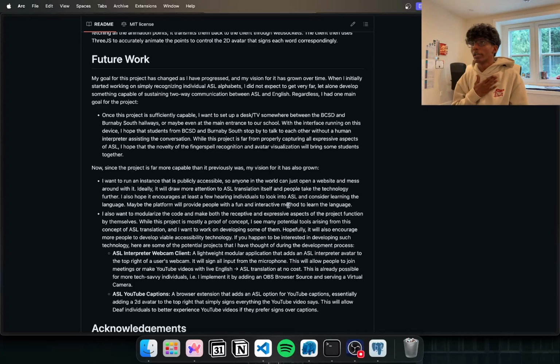So if I'm a YouTuber, I can use the software to add an interpreter below my webcam, and it'll make my videos accessible to anyone. Or the Chrome extension can effectively add a caption option to YouTube videos where it would have an interpreter transcribing everything that's said in the YouTube video. So I think making this modular and open source will allow anyone to build on top of it, and hopefully this will encourage some more people to build cool accessibility technology.